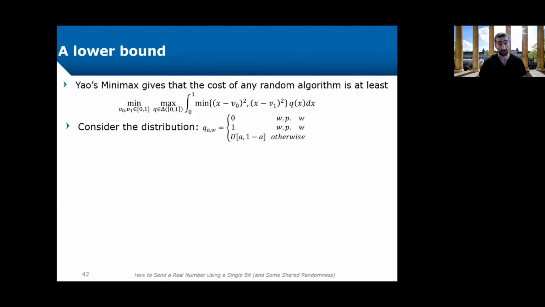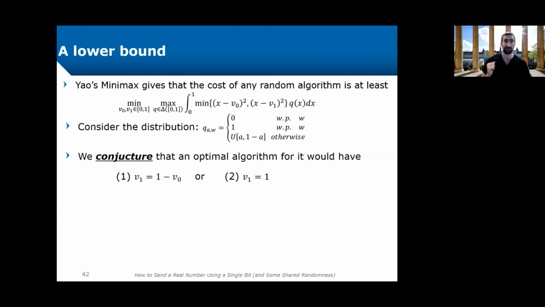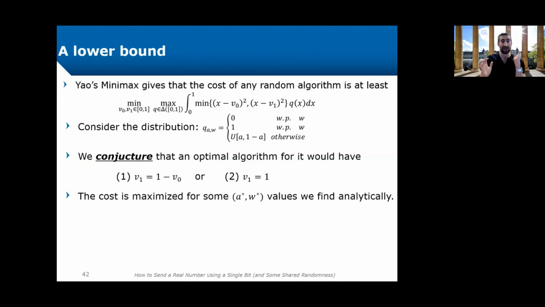We conjecture that there exists an optimal algorithm for it, in which either the estimate given the message 1 is 1 minus the estimate given the message 0, or the estimate would be just 1. And I'm going to emphasize here that the lower bound would hold even if the conjecture is false, right? But let's see how we use this conjecture. So using this conjecture, we can find the optimal A and W values that maximize the expected squared error of the best deterministic algorithm from this family that satisfy 1 or 2.